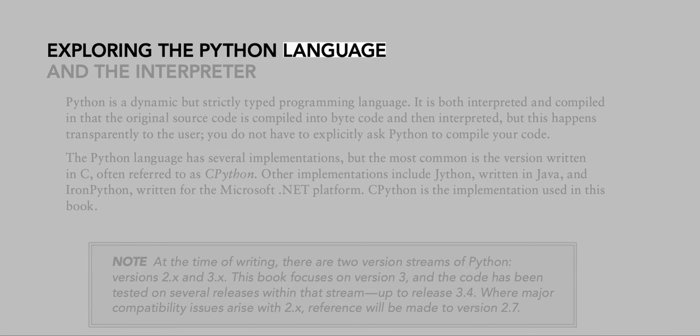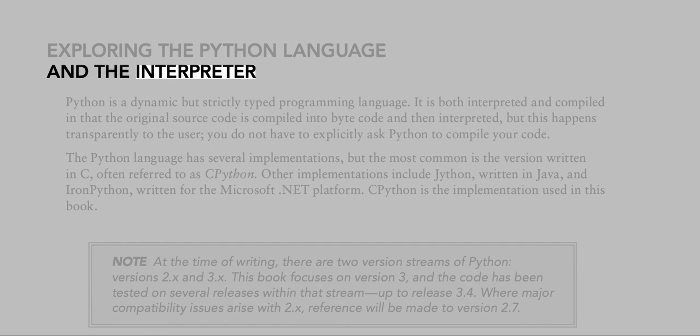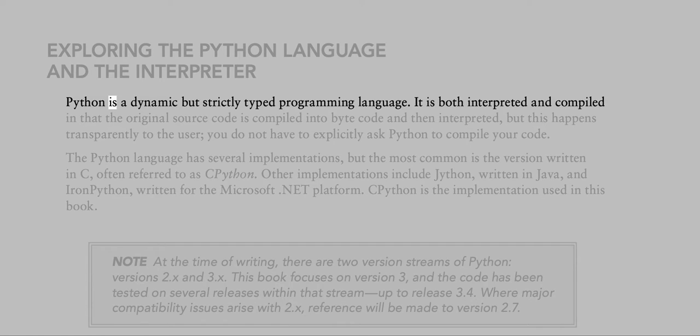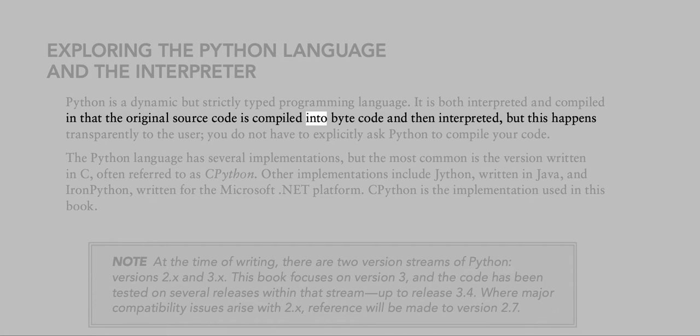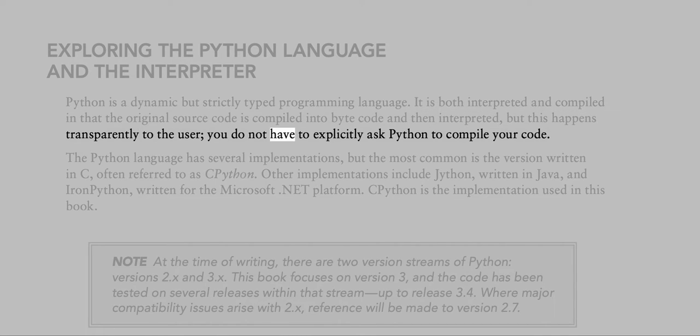Exploring the Python language and the interpreter. Python is a dynamic but strictly typed programming language. It is both interpreted and compiled in that the original source code is compiled into byte code and then interpreted, but this happens transparently to the user. You do not have to explicitly ask Python to compile your code.